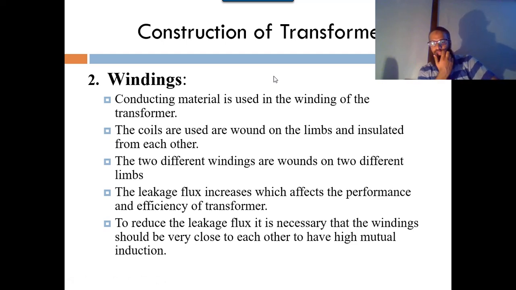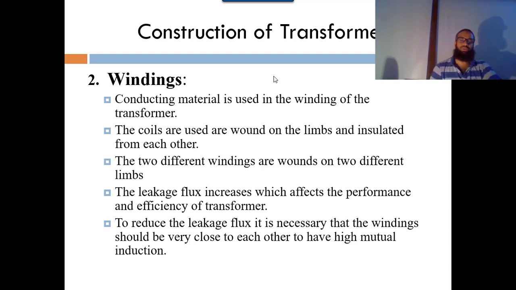So the winding. If we see the structure of the transformer, there are two windings in the transformer. One is on the primary side of the transformer, and the second one is on the secondary side of the transformer. So the windings are totally dependent on the number of turns. If the number of turns varies, the output voltage of the transformer varies.